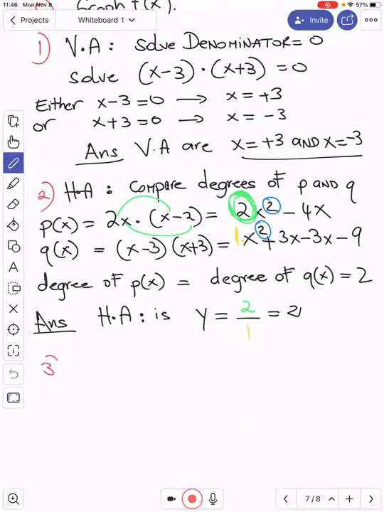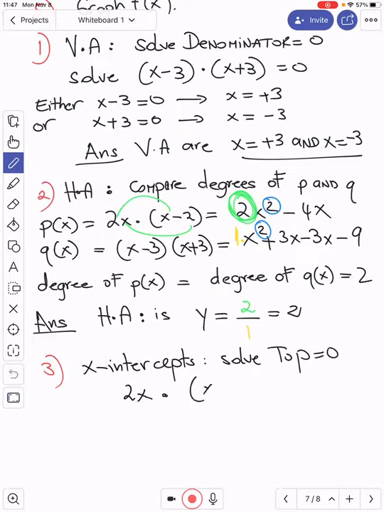3, the x-intercept. Just the x-intercept here, guys. For the x-intercept, solve the top equal to 0. So that's 2x times x minus 2, equal to 0. Just be careful here: your first factor is supposed to be 2x, because it's 2x times x minus 2. So here we have the product of two factors. The first factor is 2x, and the second factor is x minus 2.